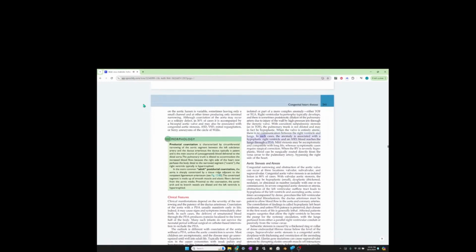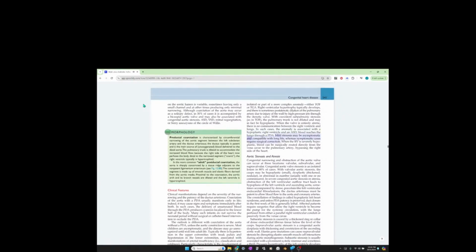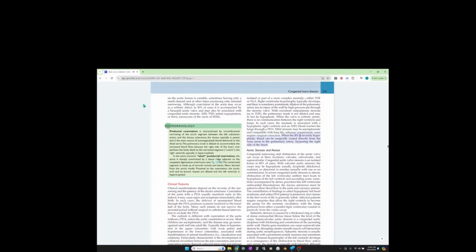With coexistent subpulmonic stenosis, the pulmonary trunk is not dilated and may in fact be hypoplastic. When the valve is entirely atretic, there is no communication between the right ventricle and lungs. In such cases, the anomaly is associated with a hypoplastic right ventricle and an ASD. Blood reaches the lungs through a PDA. Mild stenosis may be asymptomatic and compatible with long life, whereas symptomatic cases require surgical correction. When the RV is severely hypoplastic, blood can be surgically routed directly from the vena cava to the pulmonary artery, bypassing the right side of the heart.